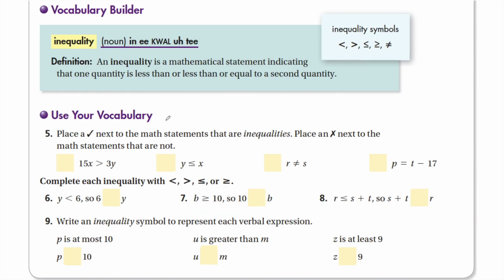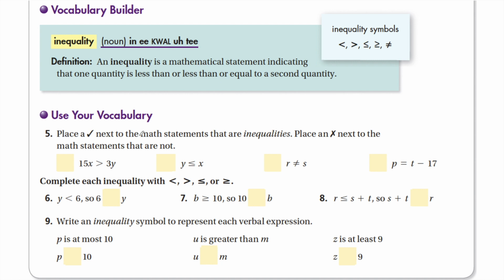All right. So we have our first vocabulary builder portion, the inequality. An inequality is a mathematical statement indicating that one quantity is less than or equal to a second quantity. And notice it's okay for them to put less than or equal to because that also implies the opposite form, because if one is less than, then the other is greater than, and if one is less than or equal to, then the other would be greater than or equal to as well.